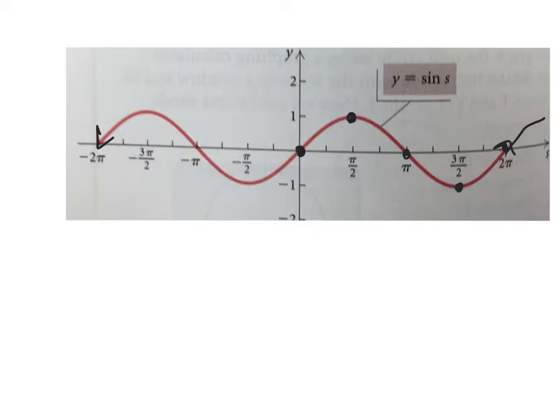You can also go the other way. Negative pi over 2, sine is -1. Negative pi, sine is 0. Negative 3 pi over 2, sine is 1. Negative 2 pi, you're back where you started, and again, you can start it again. One period is where it starts repeating. So from here to here is one period. From there to here is one period. The graph is exactly the same, and it just repeats over and over again every 2 pi.